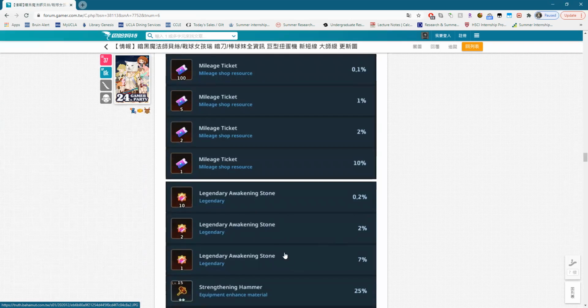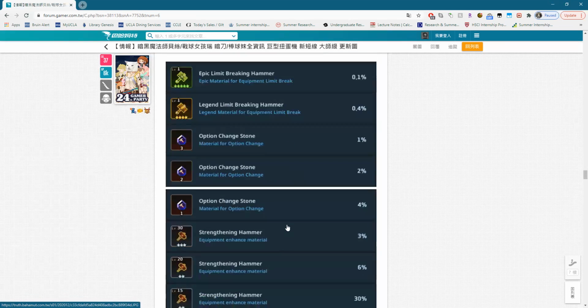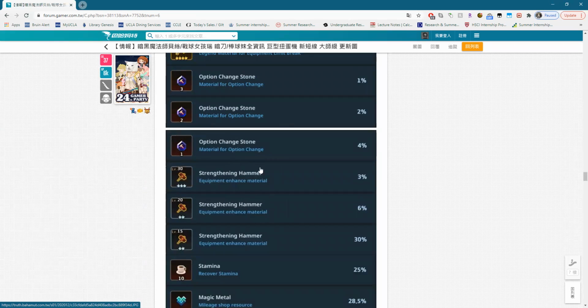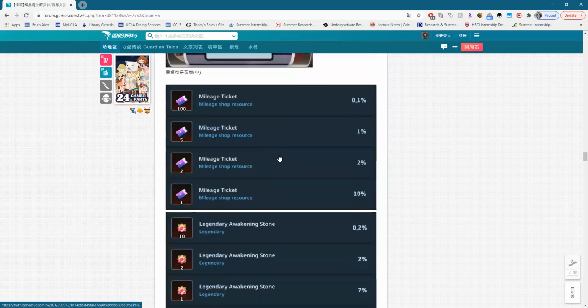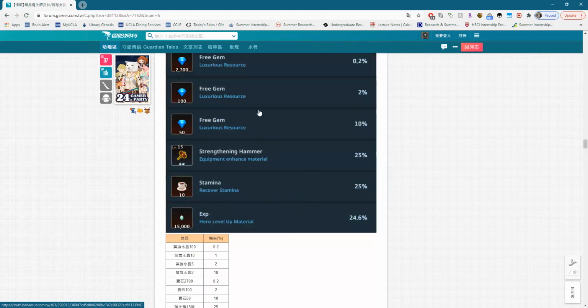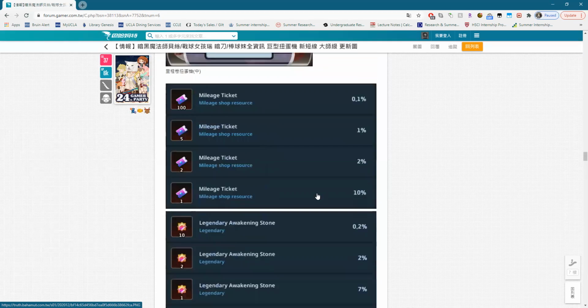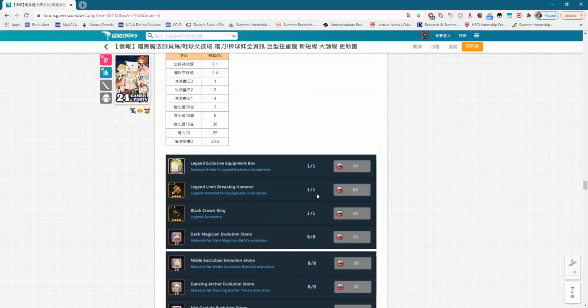Well, this is like 9%, right? You could have hit the legendary stone instead of getting that hammer. You could have hit gems instead of getting a hammer. That's always better. So that's what I think for gacha.